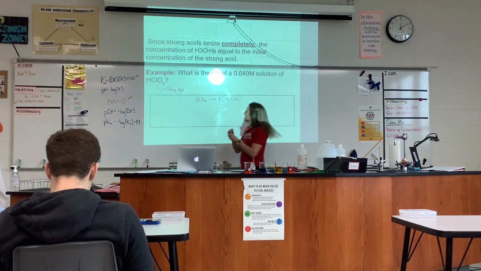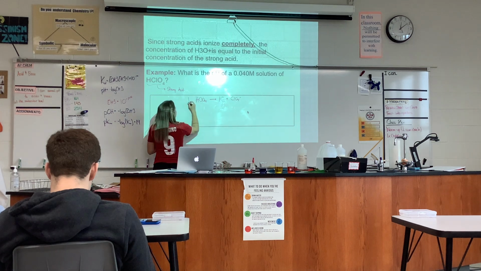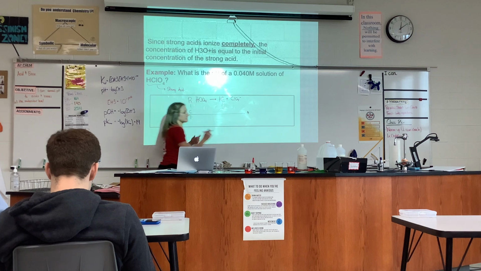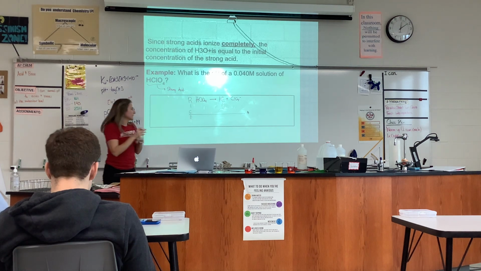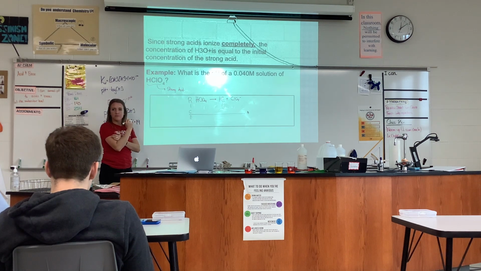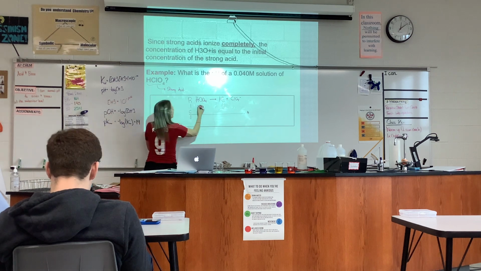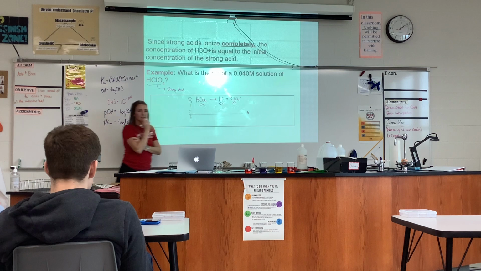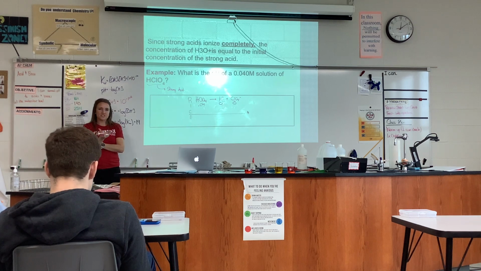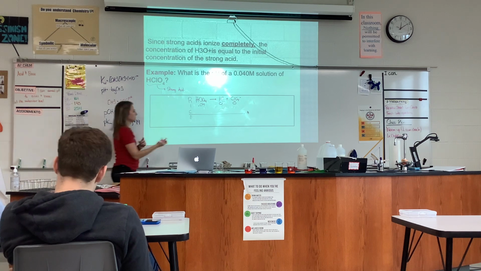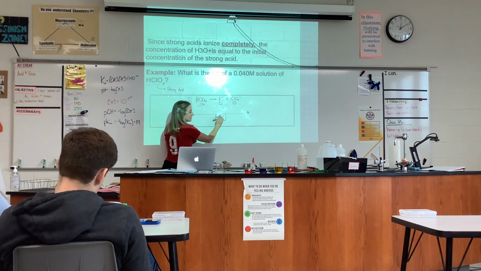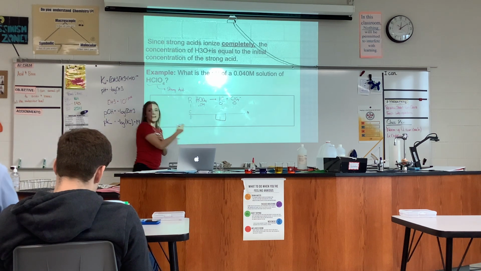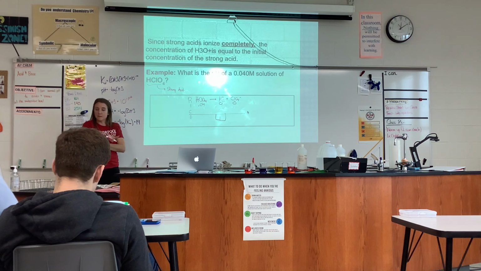So what I want you to recognize here is, if we think of it like a RICE chart, a RICE chart's not really necessary, but this way will give you a good comparison. How much initially did I have? 0.04. Good, so this is 0.04, these were at 0. Keep in mind, if I want pH as the end goal, what am I trying to isolate? H plus. I need to know how much of this there is, right? That's the goal, because that tells me what the pH would be.